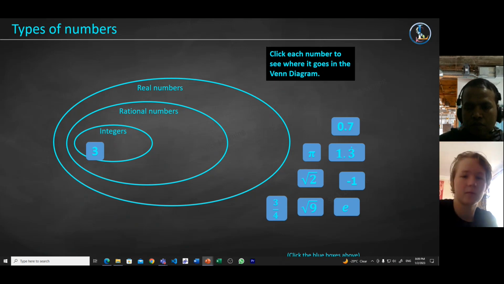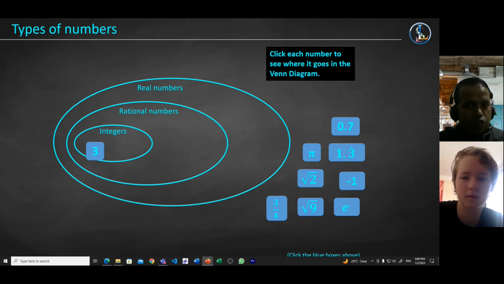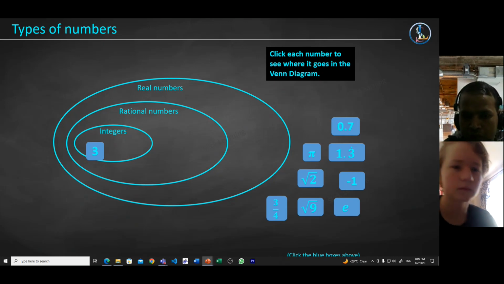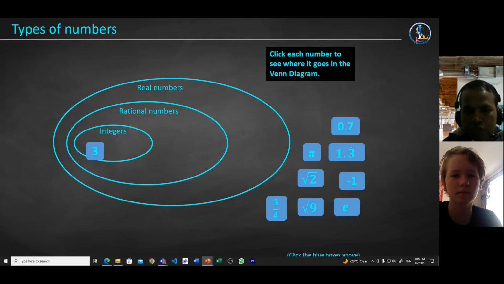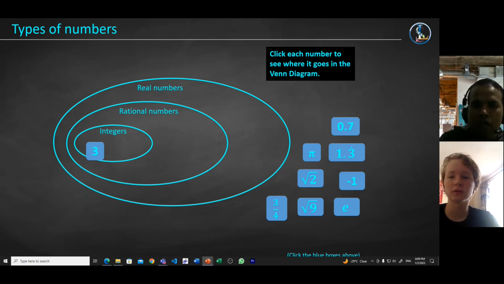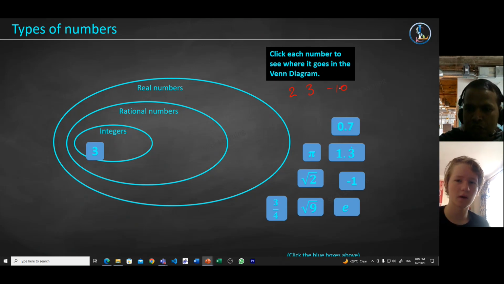So what are the other ones? Let's start from 0.7. Out of all these three categories, in which category can we particularly identify it? Integers. 0.7 is not an integer, because integers means a complete number like 2, 3 or -10. It should not be a decimal. So it comes in rational numbers.